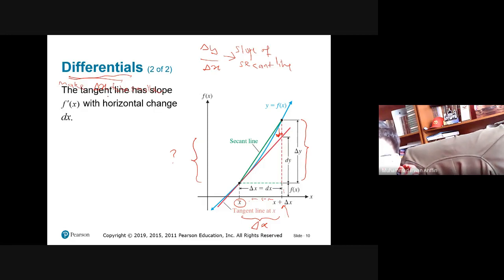So the tangent line would have the slope of f prime of x with horizontal change dx. F prime of x would be the slope of the tangent line. So the vertical change is given by dy. So how do we find dy? We can find dy if we know the slope of the tangent line as well as the change in x. We simply multiply the slope of this tangent line and the change in x, then we can get the length of this distance, dy.